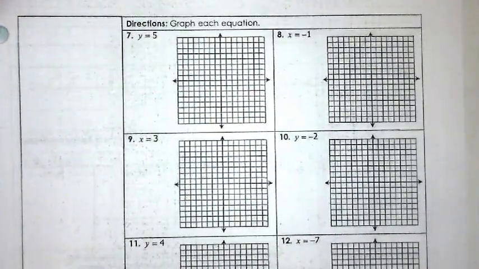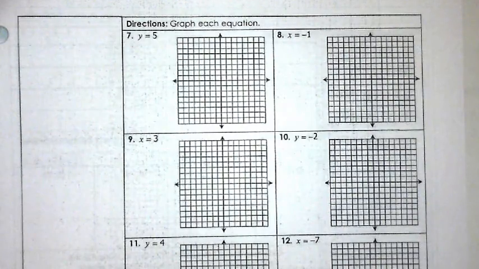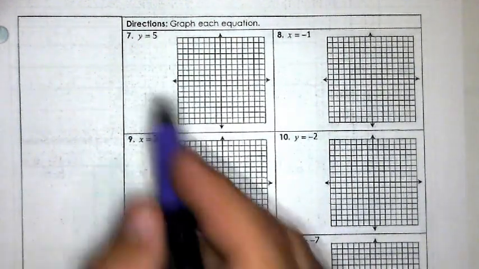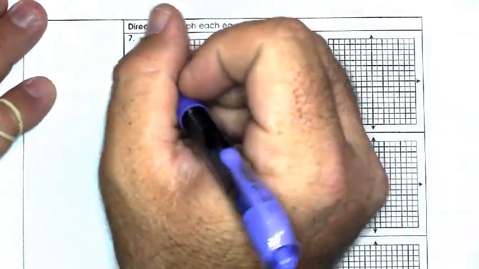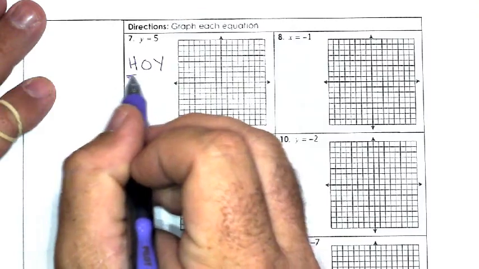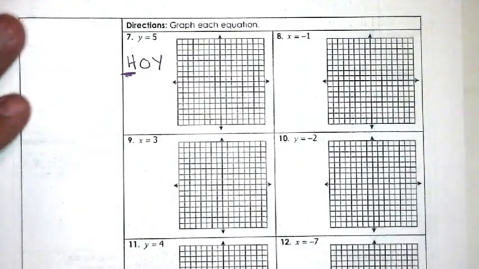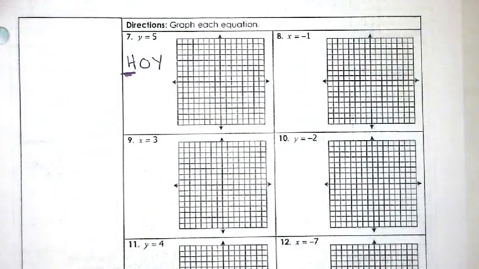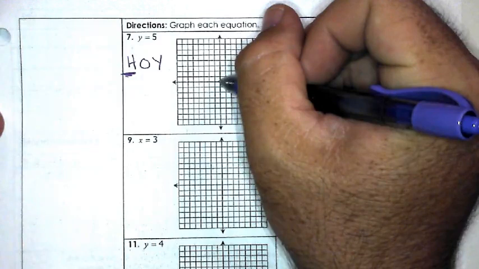If I have y equals, is that vux or oi? Oi. And oi tells me what type of line? Not slope. Horizontal. It tells me what type of line. It's horizontal. So I'm going to go to y at 5. 1, 2, 3, 4, 5. Right there. Boom. And that's it.